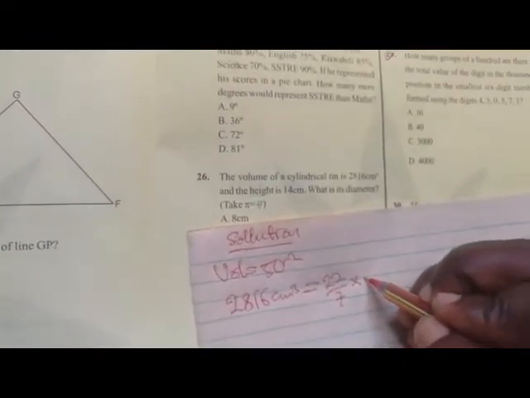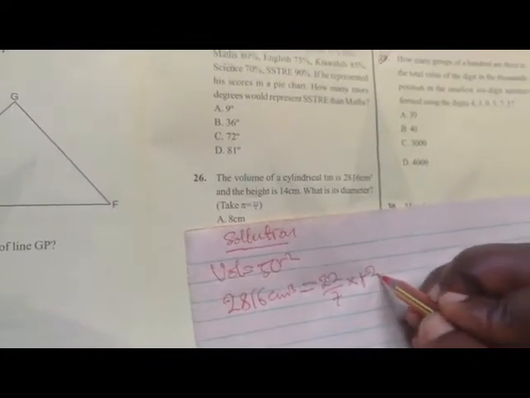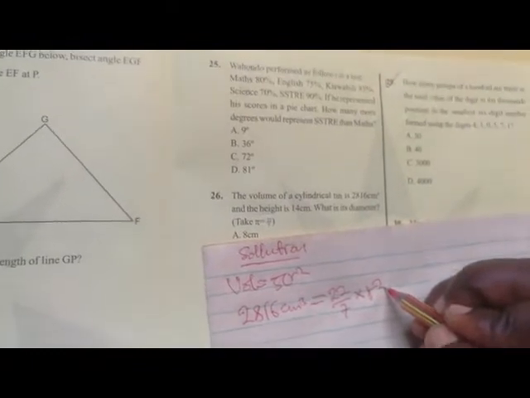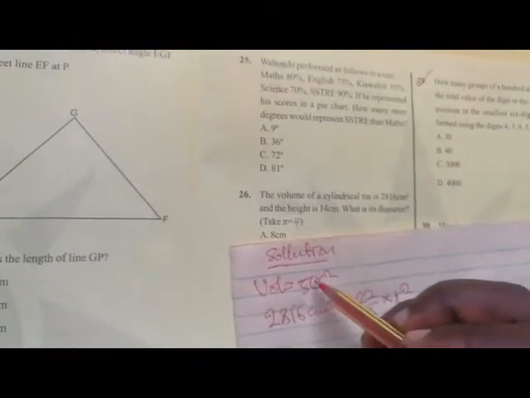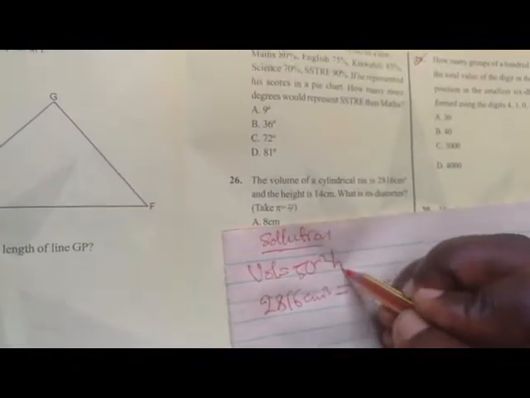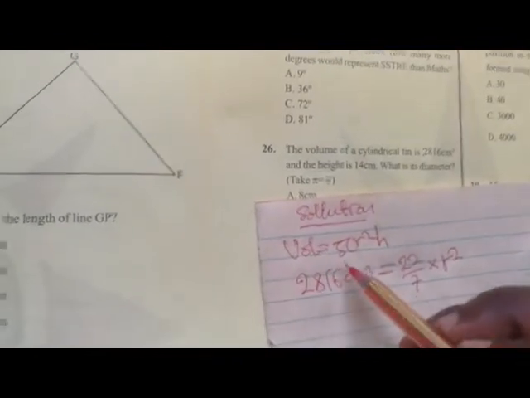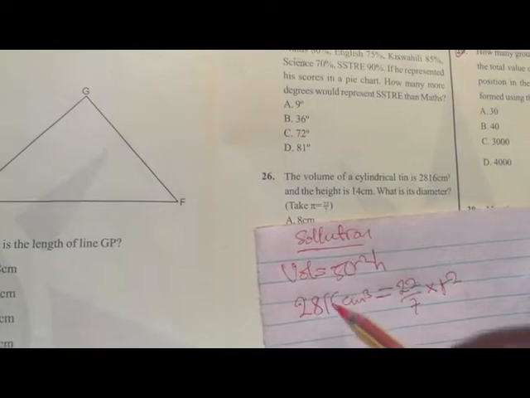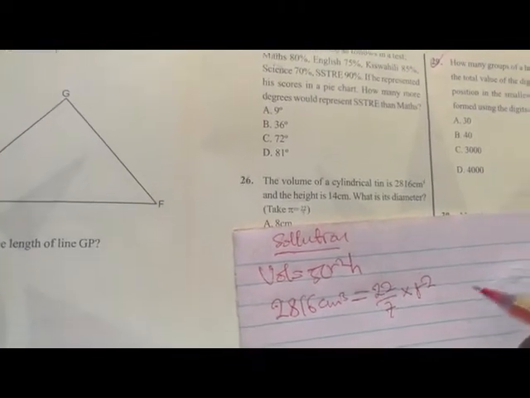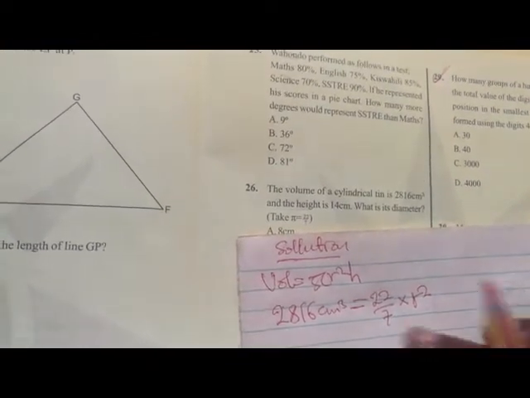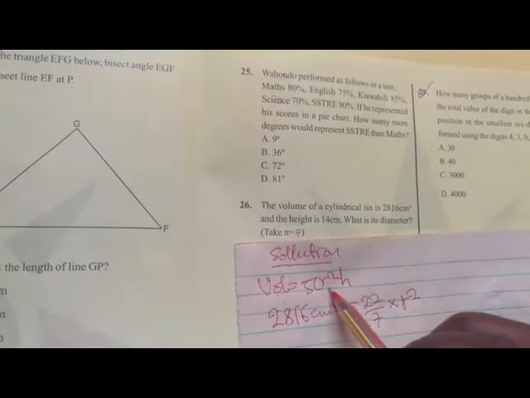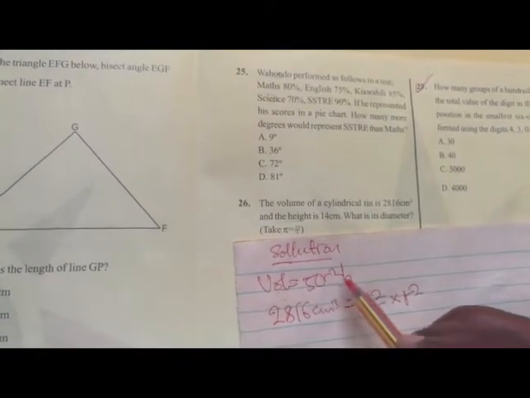R is not given. No, the volume of a cylinder is pi r squared h, sorry. The volume of a cylinder is pi r squared h, not pi r squared. Pi r squared is the formula to find the area of a circle, but the volume of the cylinder is given by pi r squared h.